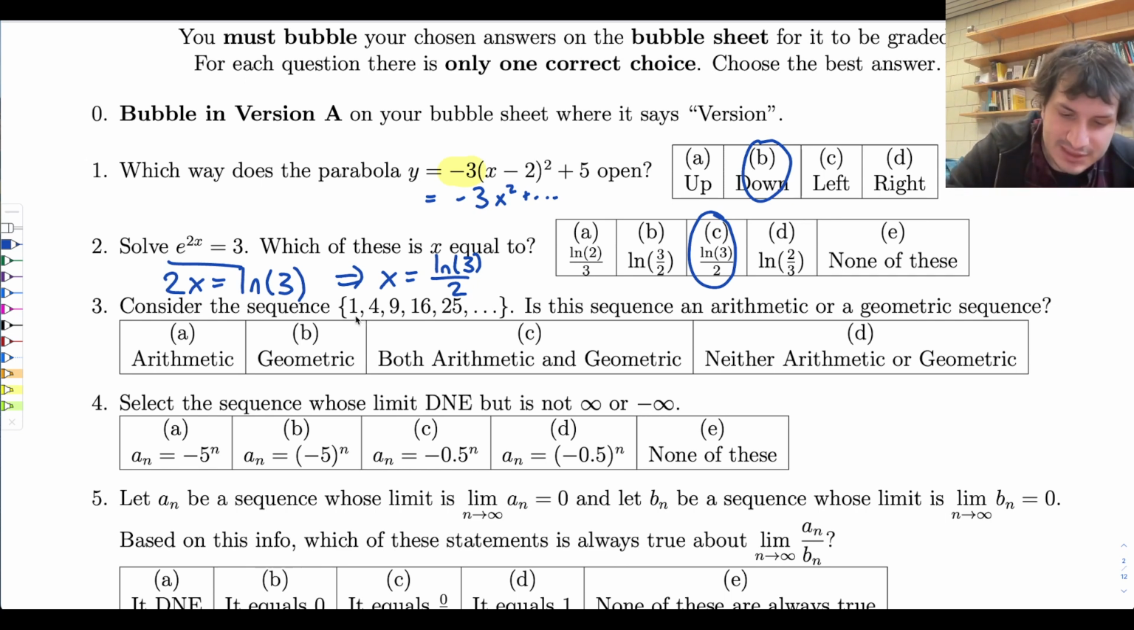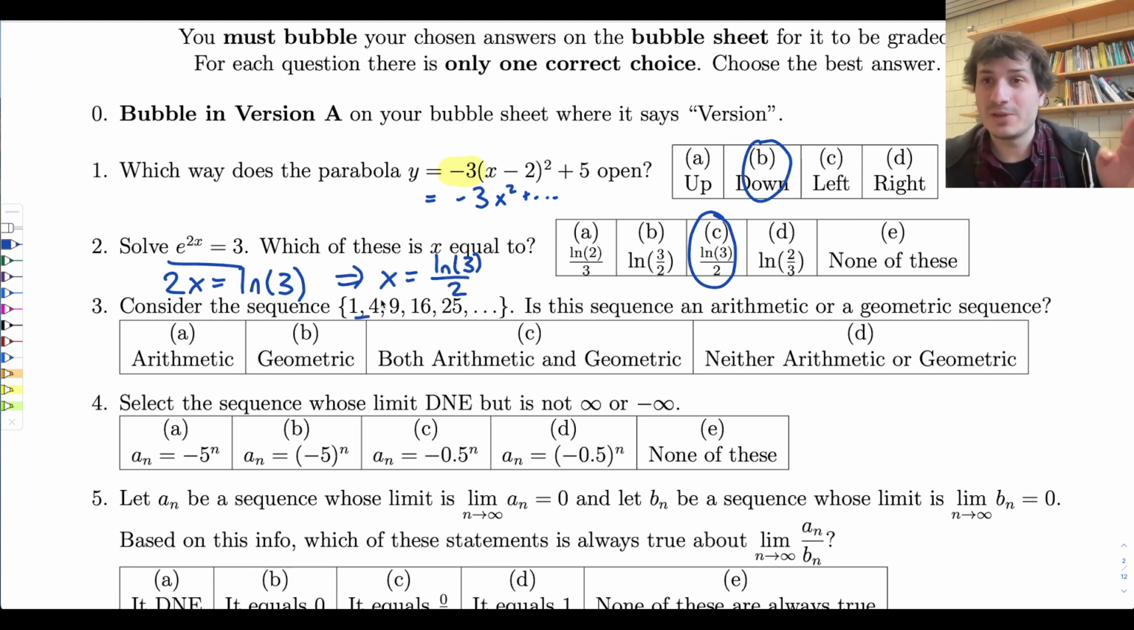If you look at the differences, 4 minus 1 is 3, 9 minus 4 is 5, so it goes plus 3, plus 5. Already, it cannot be an arithmetic sequence. The things you add to get from one number to the next number are not always the same. They are changing. It is not an arithmetic sequence.